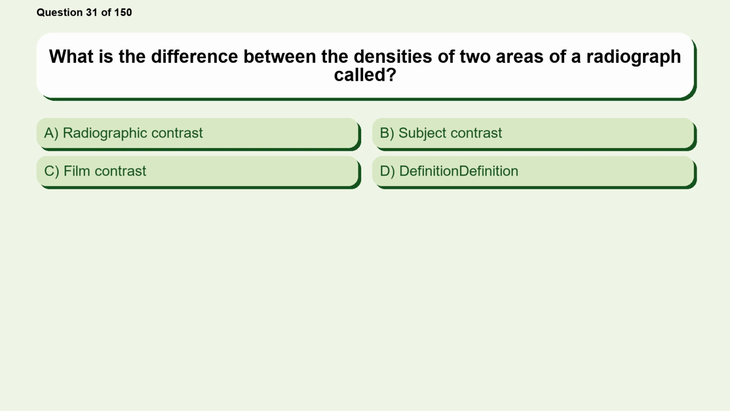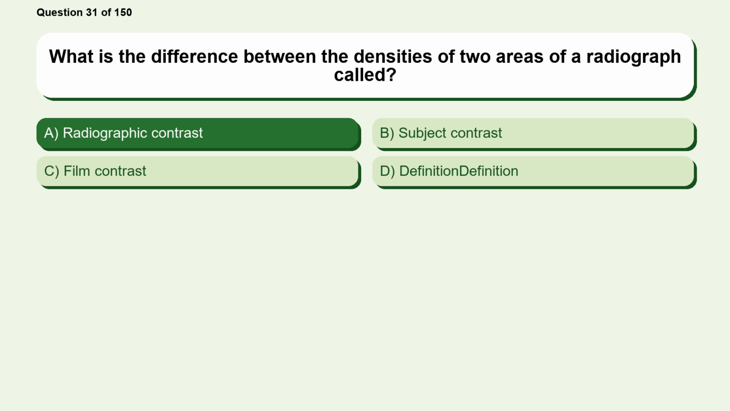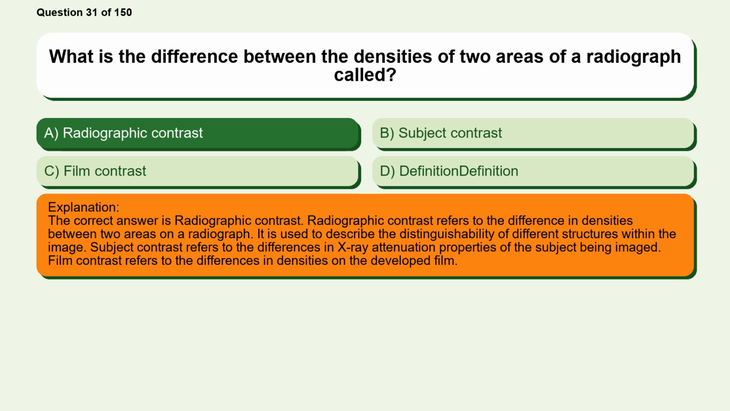Question 31. What is the difference between the densities of two areas of a radiograph called? Option A. Radiographic contrast. Option B. Subject contrast. Option C. Film contrast. Option D. Definition. The correct answer is Option A. Radiographic contrast.